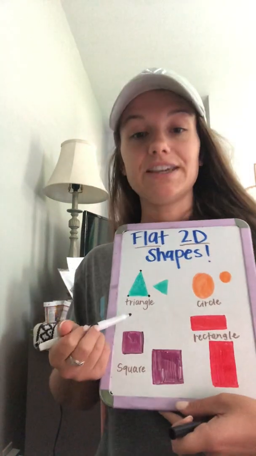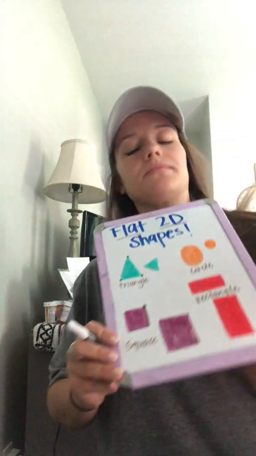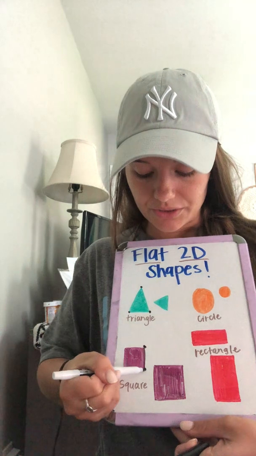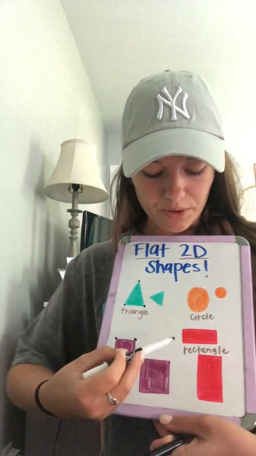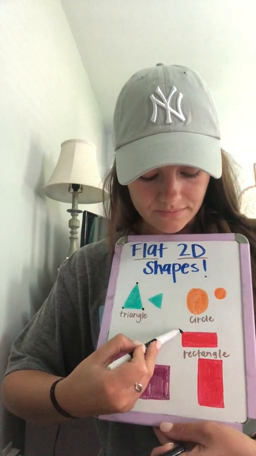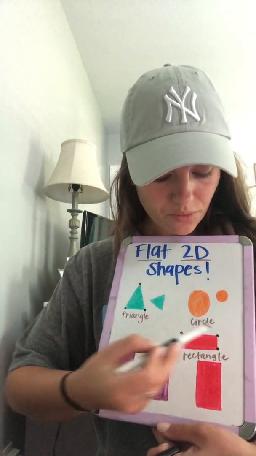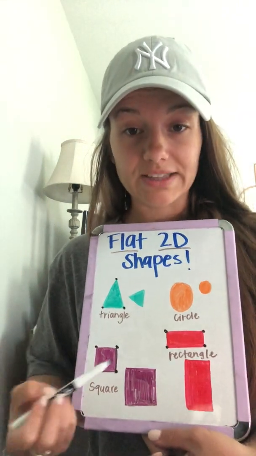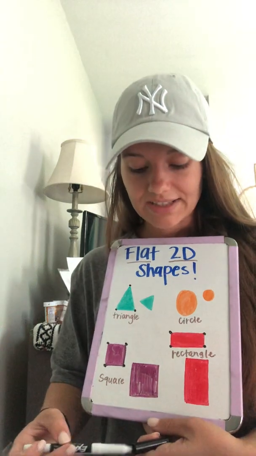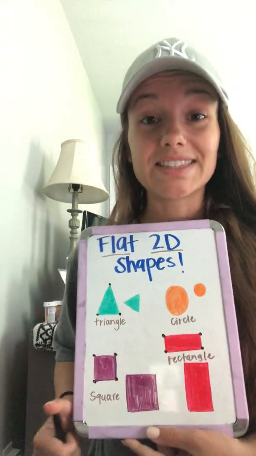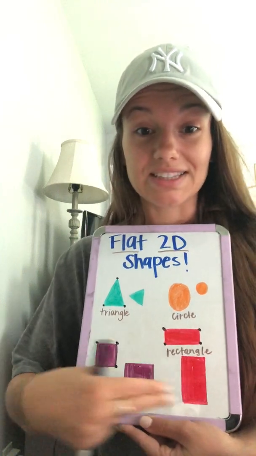So that makes it different than a square. 1, 2, 3, 4. A square has 4 points. 1, 2, 3, 4. A rectangle has 4 points. So that's something that they have that's the same. A rectangle and a square have the same number of points. That's something between them that's the same.